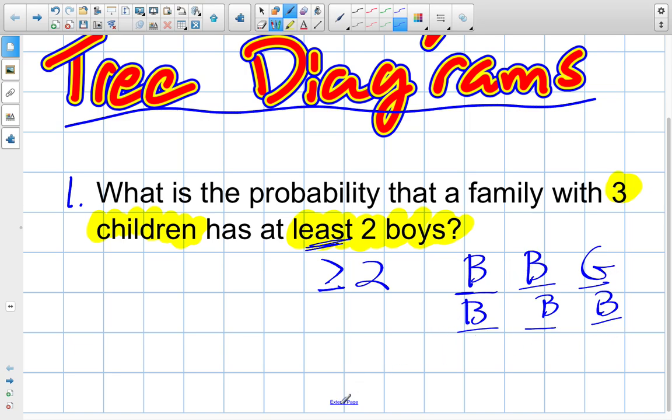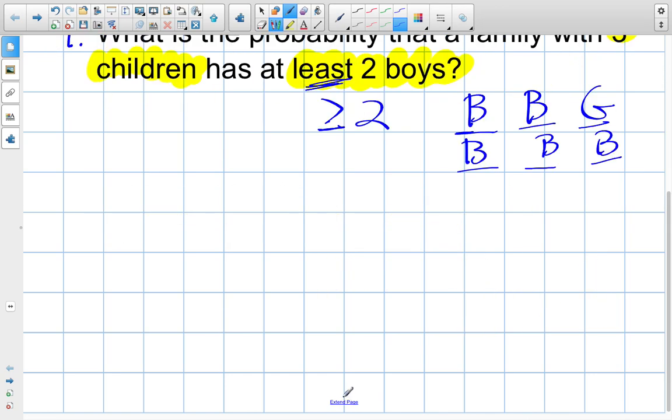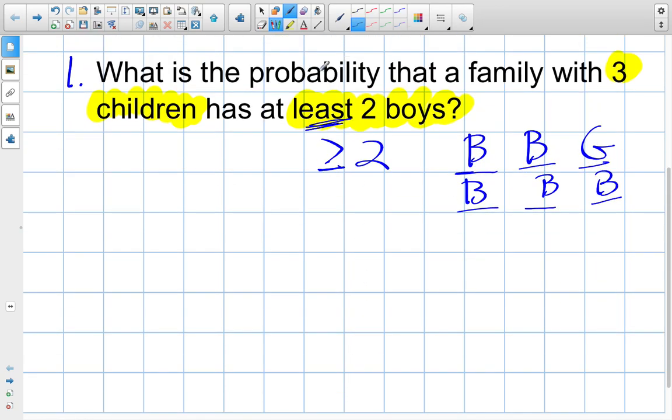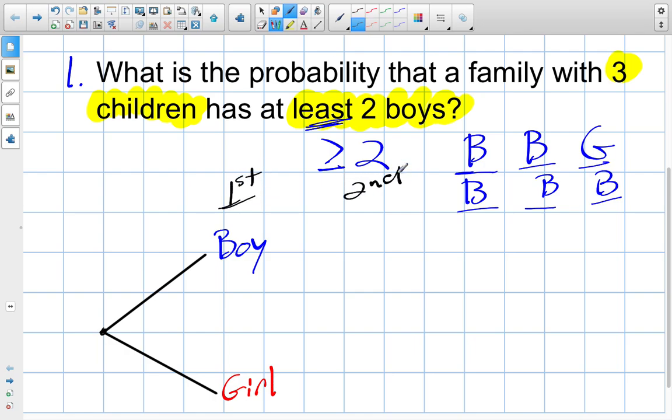How do we go about solving this? We can use a tree diagram to help us figure out the probability for a question like this. When we're having children, we have one of 2 options. You will have a boy or a girl. So we'll call that the first kid. What about your second kid? Well, after you have that, from the boy you can have a boy or a girl, or again, a boy or a girl.